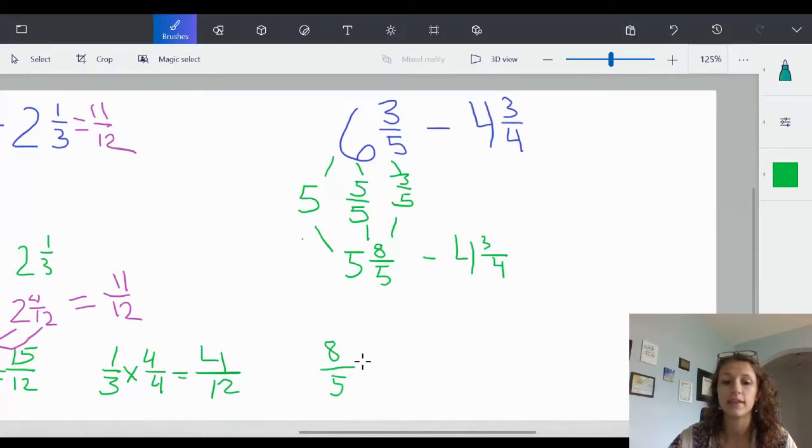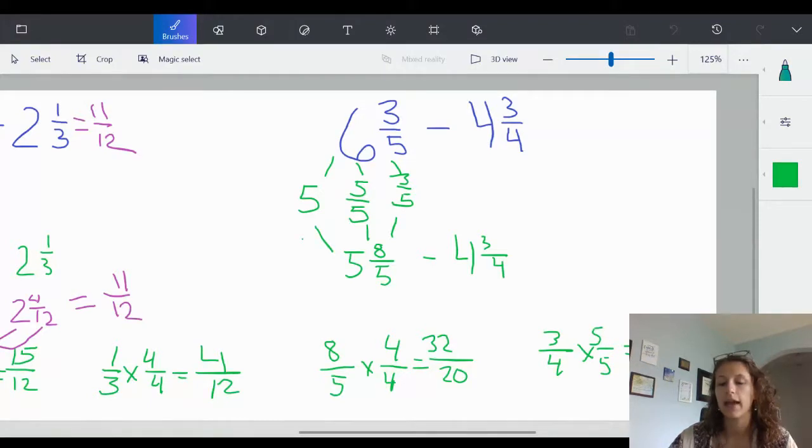To change fifths to twentieths, I would have to split each of my fifths into fourths. 8 times 4 is 32. 5 times 4 gives me that common unit of twentieths. For 3/4, I would have to split each of my fourths into fifths. Again, I'm employing that identity property of multiplication to ensure that I'm keeping my value the same, creating equivalent fractions.